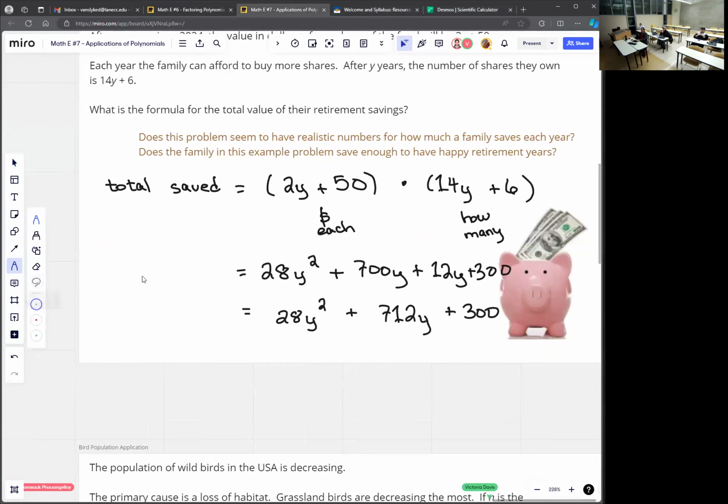Give me a number. How many years in the future should we look? 10. Okay, 10 years. Well, 10 is easy. I don't need the calculator for that. So 10 times 10 is 100. So 28 times 100 will be a 28 with two zeros. 712 times 10 will be with one zero. And then 300. Okay, maybe I do want a calculator because my brain is tired.